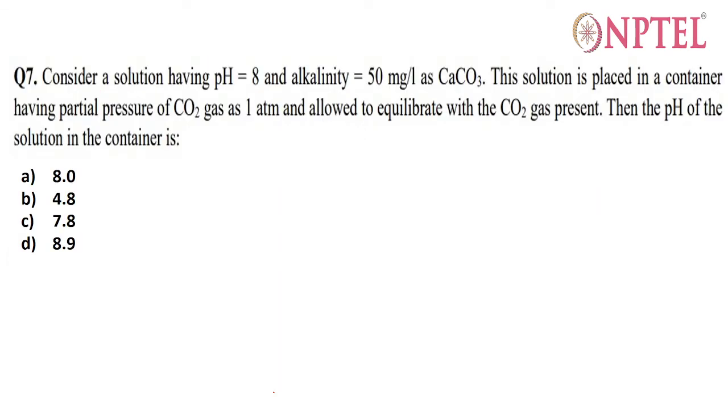So this is the next question. Consider a solution having pH of 8, alkalinity of 50 mg per liter as CaCO3. This solution is placed in a container having partial pressure of carbon dioxide gas as 1 atm, and allowed to equilibrate with the carbon dioxide gas. Then the pH of the solution in the container is, you have to write. It's a little bit tricky question, like some puzzle kind of question.